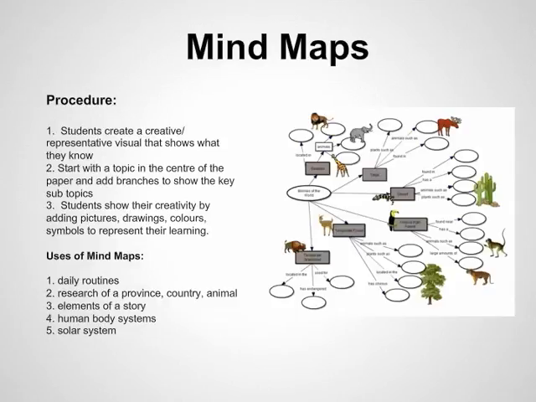and then branch out of that topic using different key ideas, keywords, definitions, simple sentences, and of course some type of visual representation. Students can draw pictures, add colors, they can use squiggle lines, straight lines, squirrely lines, and can be used in many different areas to study solar system, elements of a story, characters of a story, human body systems, and so on.